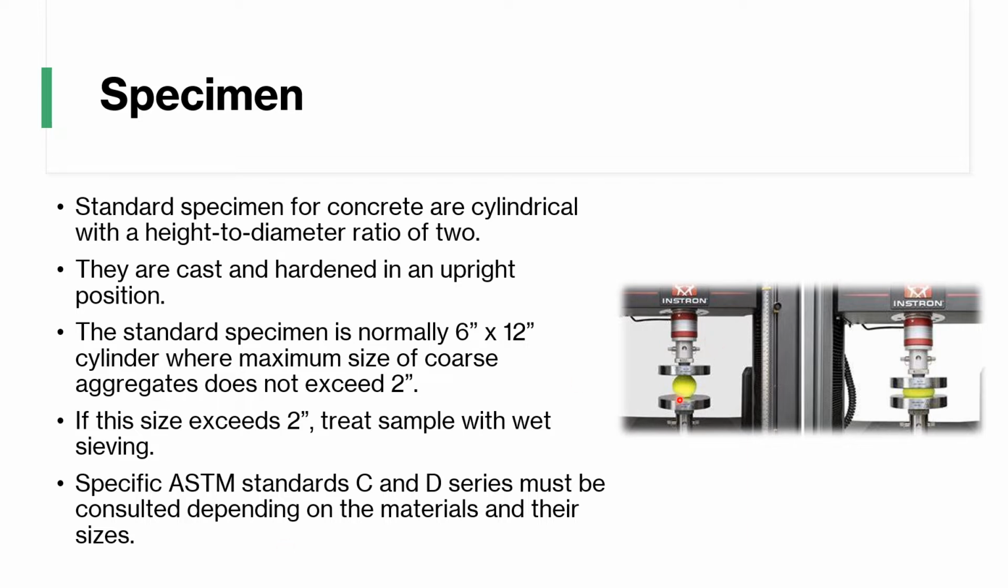Here is the example I'm showing with a tennis ball right there. They are testing the strength of that tennis ball. The standard specimen is normally a 6 by 12 cylinder. The maximum size of coarse aggregates can't exceed 2 inches, so you have to strictly obey the size because of the standard, the ASTM standard, C and D series. Because if you exceed 2 inches, you've got to treat the sample with a different sieving, which is wet sieving. So it's better to just stay within the standard, so you don't have to do the extra work and you save time.